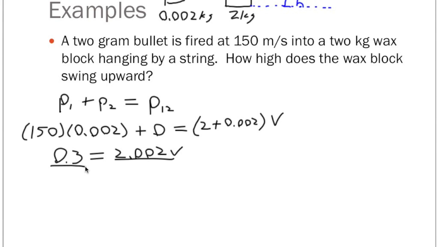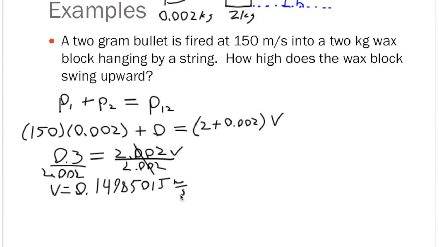So divide both sides by 2.002. Cancels over here, and so we get a velocity afterwards of the bullet block combination that comes out to be 0.14985015 meters per second. All right, so we know how fast the bullet block combination has the instant after the bullet has stuck within the block.